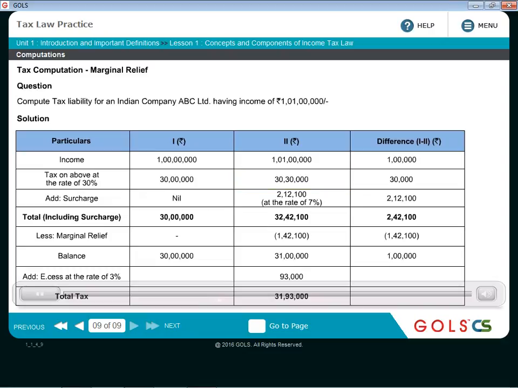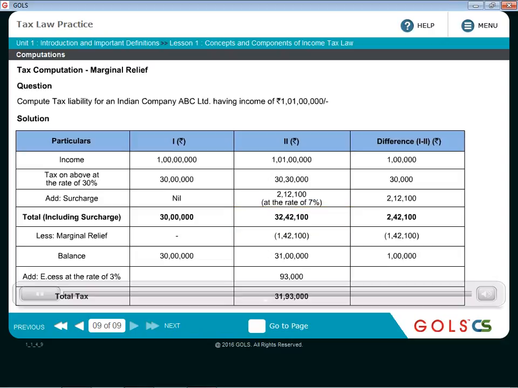Now in this the company is required to add surcharge at the rate of 7% because the income is between 1 crore to 10 crores. So on 30 lakh 30,000 you will apply surcharge at the rate of 7%, which will give us 2 lakh 12,100. Once we add both of them, that is 30 lakh 30,000 plus 2 lakh 12,100, it will give us the total tax including surcharge of 32 lakh 42,100 rupees.